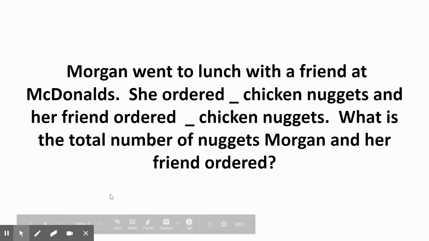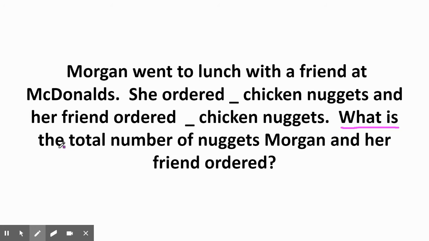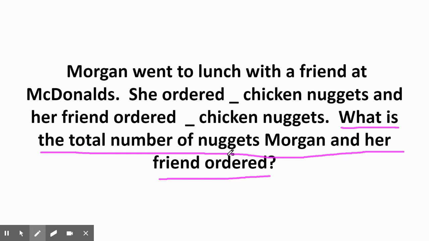So I'm going to go ahead and do my cube strategies on this problem. I'm going to underline my question first. What is the total number of nuggets Morgan and her friend ordered? So I know I'm looking for nuggets. So I'm going to need this number right here. She ordered blank chicken nuggets, but I don't know what it is. And then her friend ordered blank chicken nuggets. I'm also going to need this number. If I look through my question, the word total is a word I might box because total tells me I need all of them. I need all of those put together.